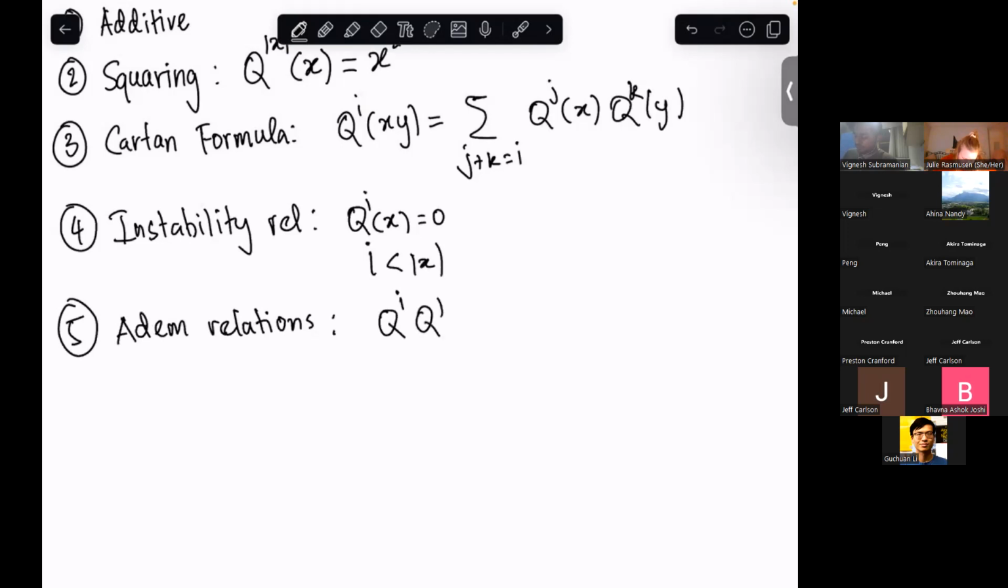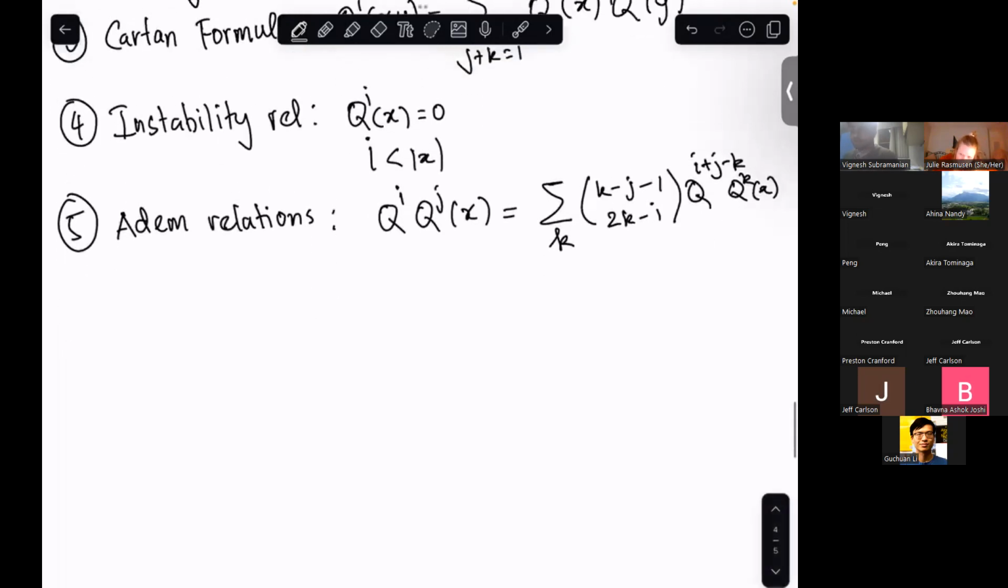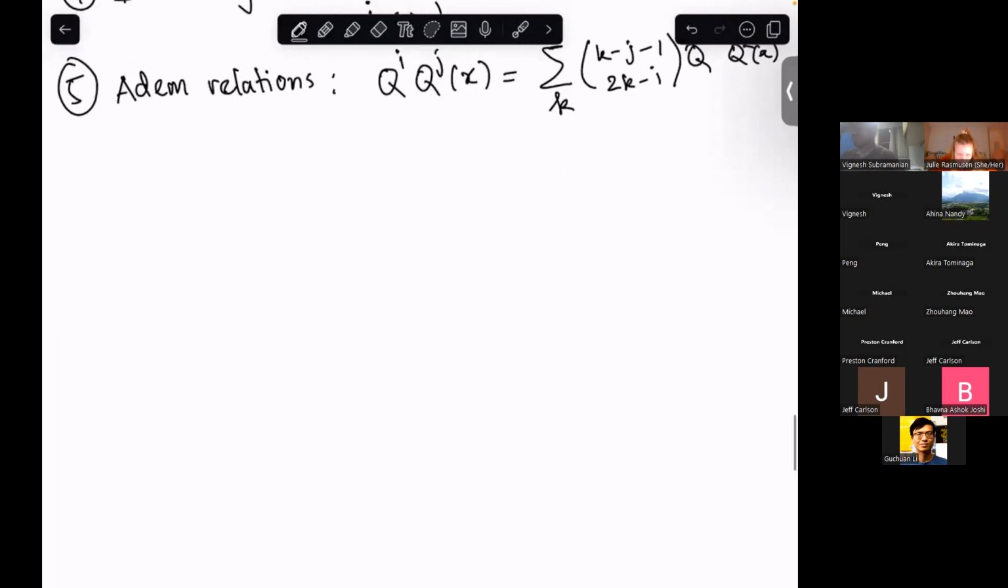It's a bit, let me see if I can get this right. This is the sum over k of minus j minus 1, of 3i plus j minus k, qk of x. So this also tells us how you can compose two power operations. I mean, it looks complicated. It helps us do some calculation, but for today's talk, just ignore it if you don't want to remember it.